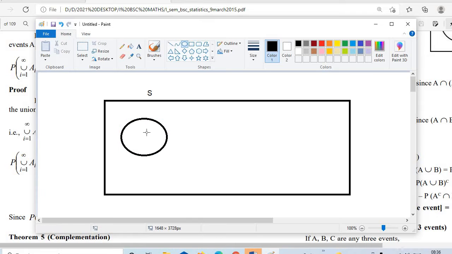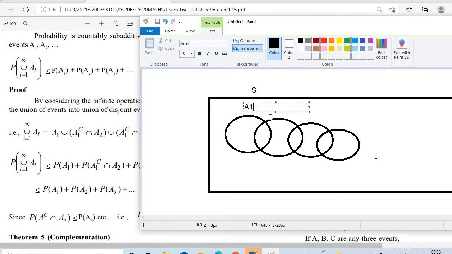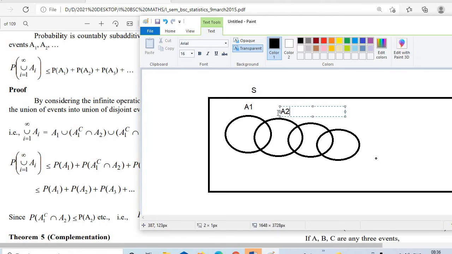A1, this is A2, A3, A4, etc. A1, A2, A3, A4.